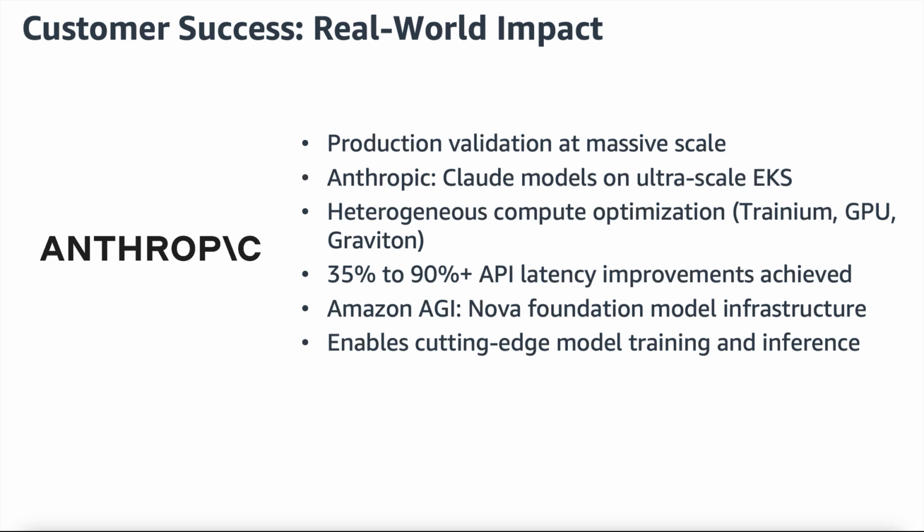Internally, Amazon's Artificial General Intelligence AGI team uses ultra-scale EKS for building and operating the Nova family of foundation models. These represent some of the most advanced AI systems we've developed, involving massive training jobs with thousands of nodes running complex multi-stage workflows. This internal usage provides continuous feedback that helps us improve the platform.